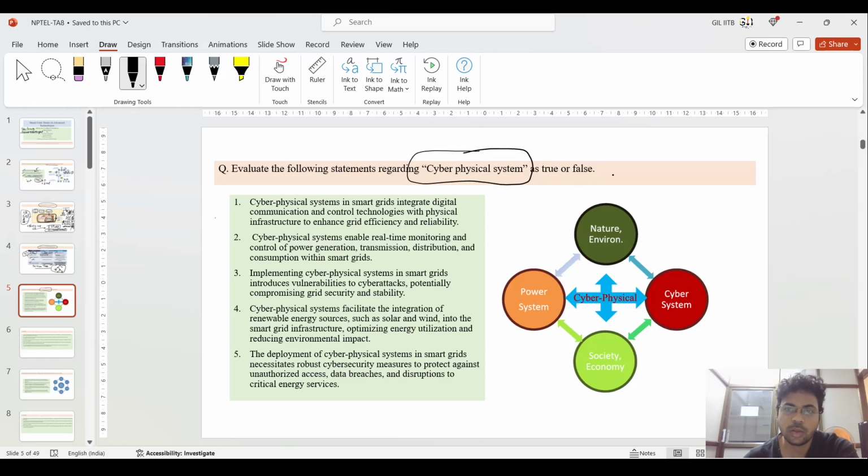Okay. And coming to this second part, that is a cyber physical system, which are there inside of this power system. So cyber security is one of the concerns for mitigating of this.